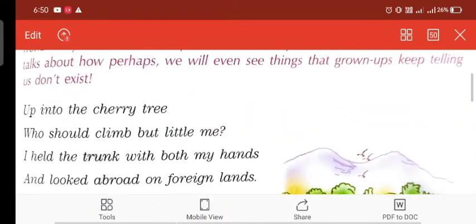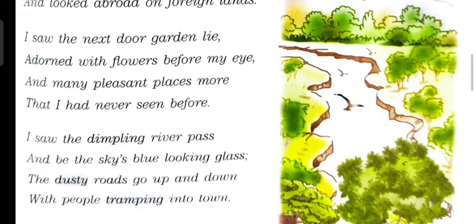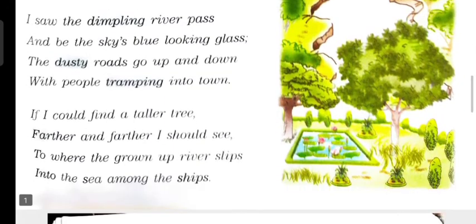So then what happened? And be the sky's blue looking glasses, the dusty roads go up and down with people trampling into town. He says that I saw a river, I saw blue skies which look like glass, I saw dusty roads which were going up and down in hills, and I saw people who were in the town.